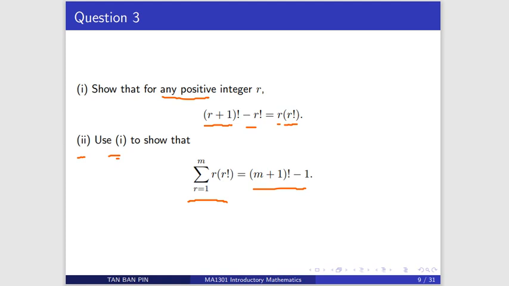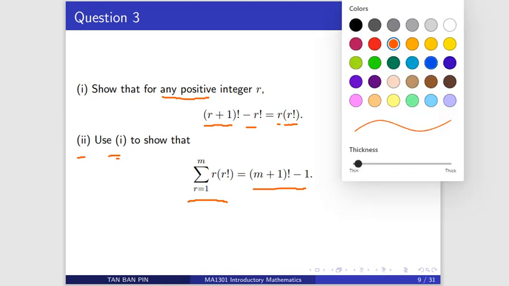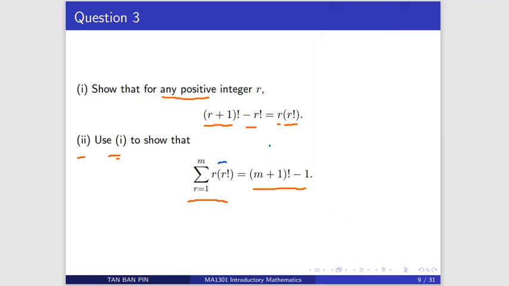Quite often, if a question is asked in this way, you use the first part to do the second part. You observe that what you want to sum here, r times r factorial, appears here. And we are looking at a telescoping sum. In a telescoping sum, you need to have two terms, which means you should convert r times r factorial into (r plus 1) factorial minus r factorial. So that's what we're doing later. First part is supposed to show this.